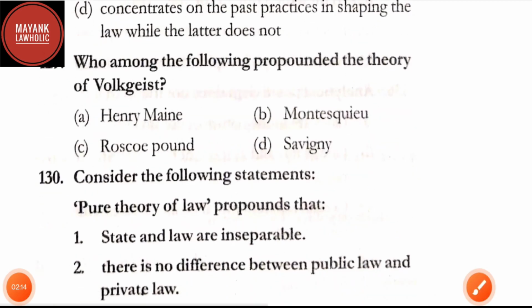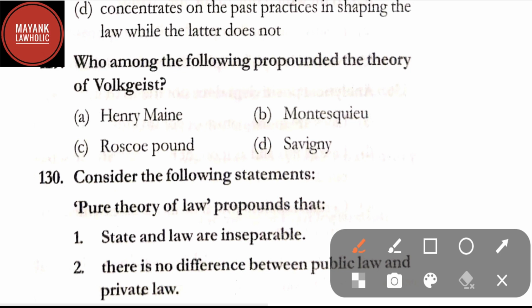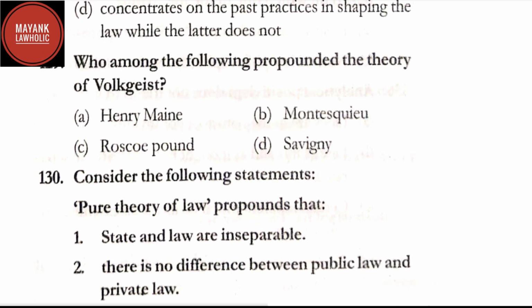Question number 129. Who among the following propounded the theory of Volksgeist? Option A, Henry Maine. Option B, Montesquieu. Option C, Roscoe Pound. And option D, Savigny. Here the correct answer is option D, that is Savigny. Savigny propounded the theory of Volksgeist.